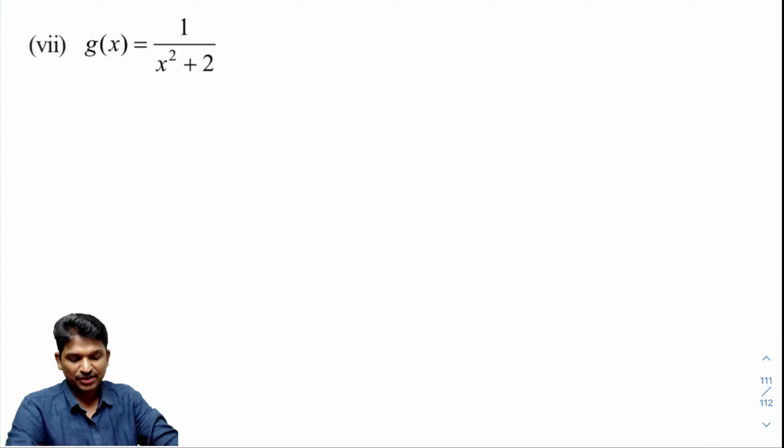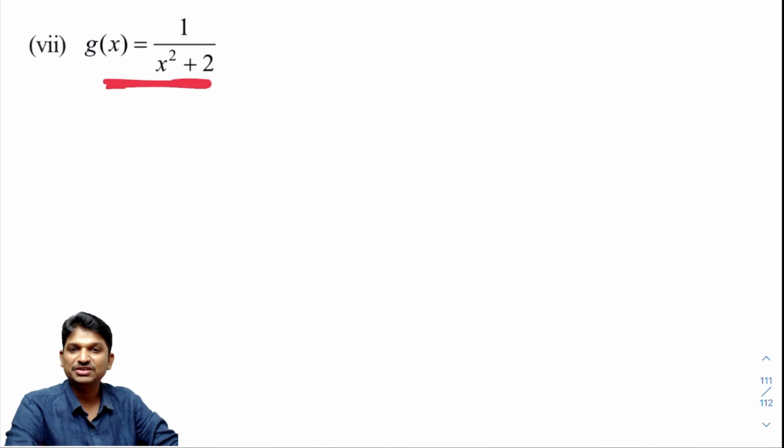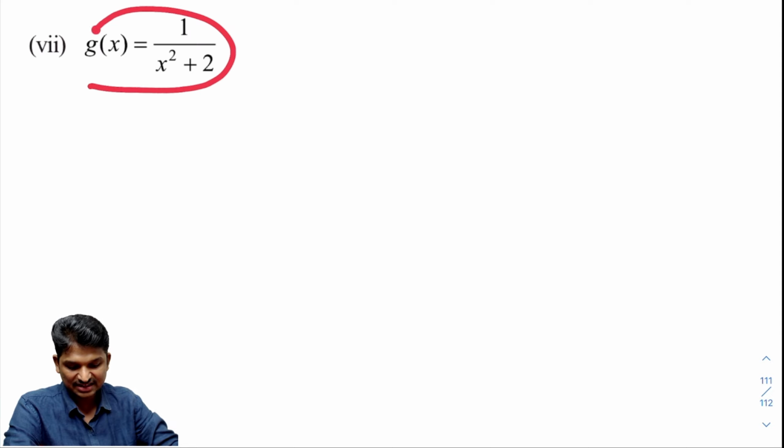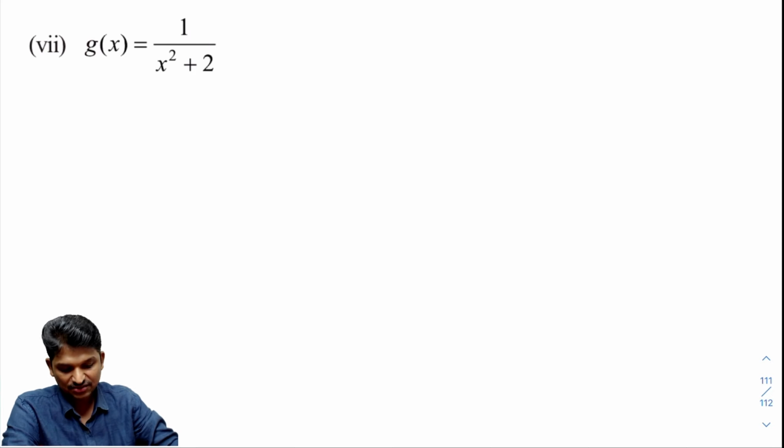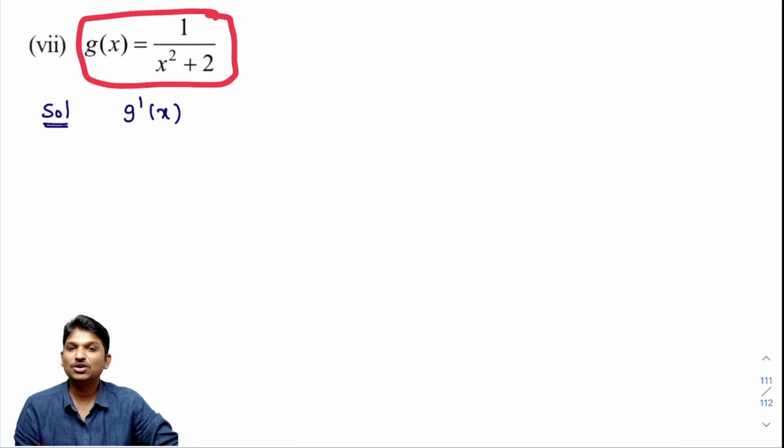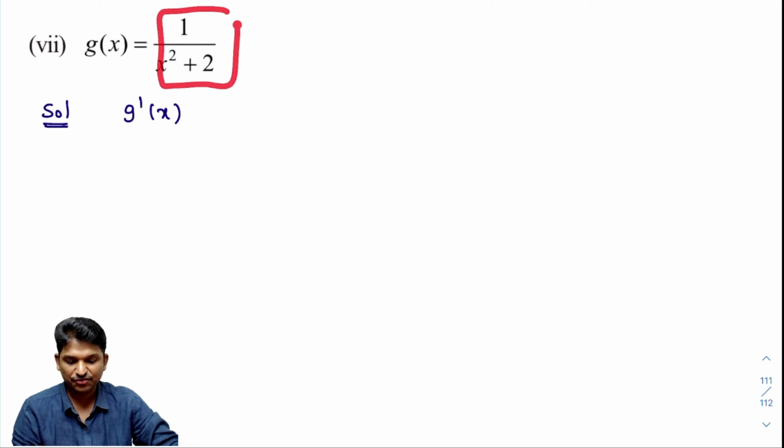Okay, so we need to find the local maxima and local minima of this function. To find those, I'll use the first derivative test. In the first derivative test, first I'll calculate g dash of x. So you just differentiate the given function. How to differentiate this function? It looks like u by v, so to differentiate this, we'll use the quotient rule, the u by v formula.